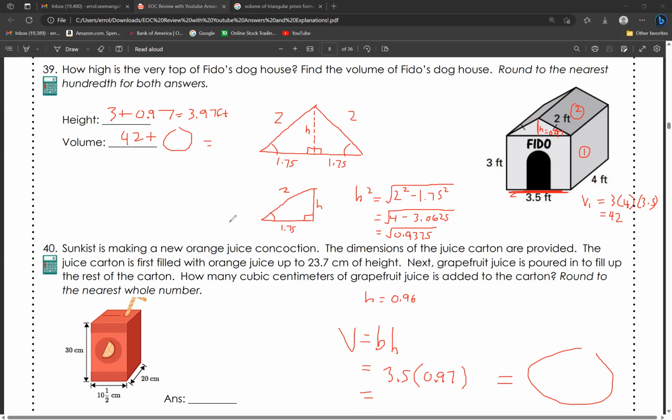Is it 1/3? Shouldn't it be 1/3? Base times height, volume of a triangular prism. It's about 45 approximately? What's the answer? Yes, 48.78. Okay, yeah, it's an estimate. Yep, okay, that's how you do it.